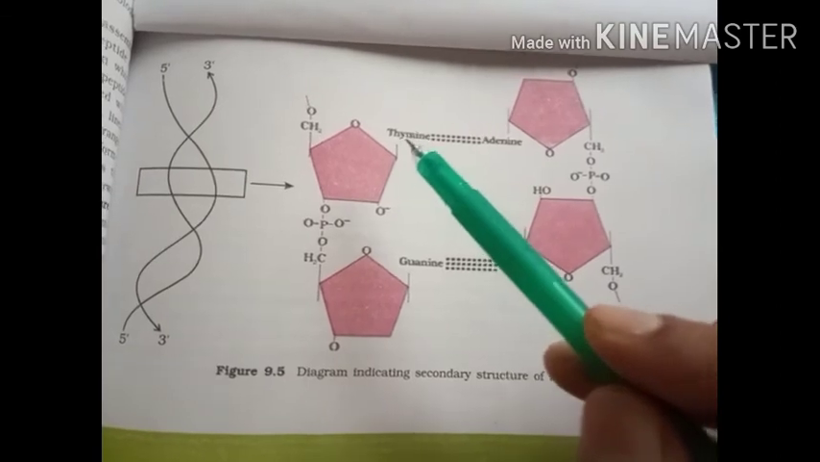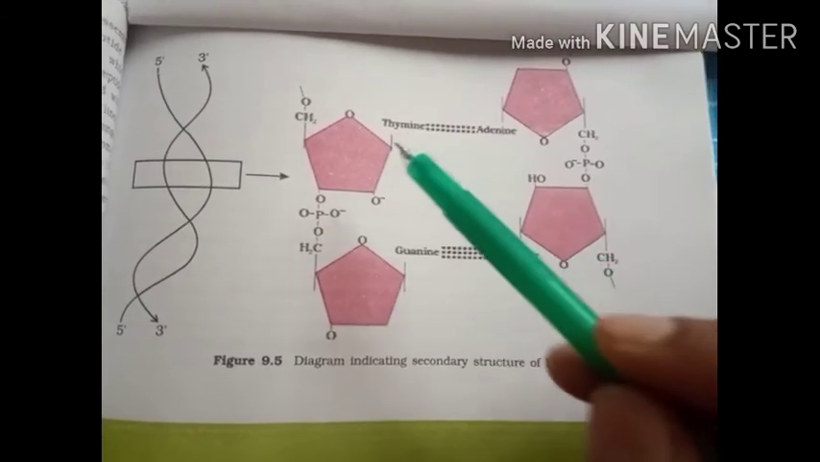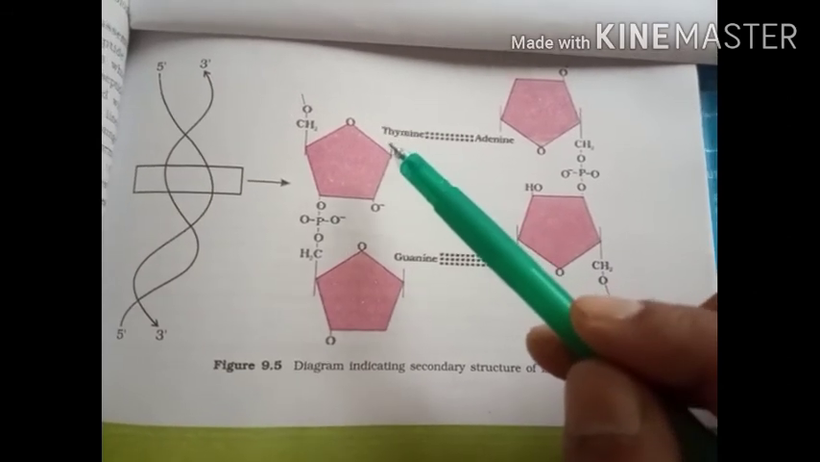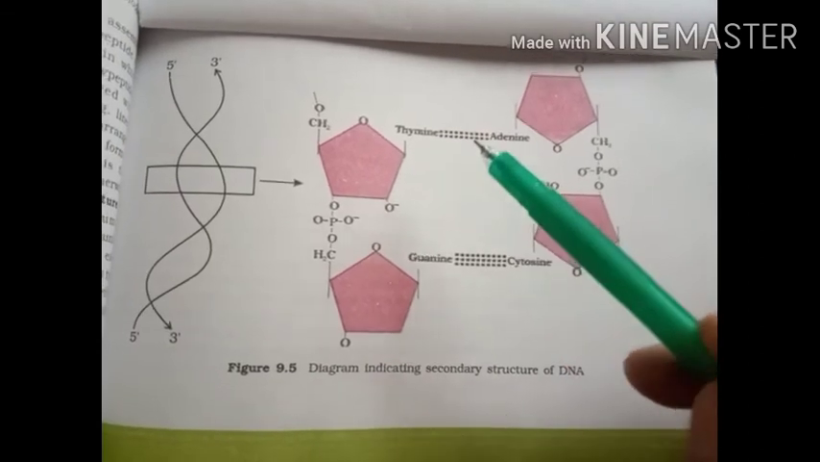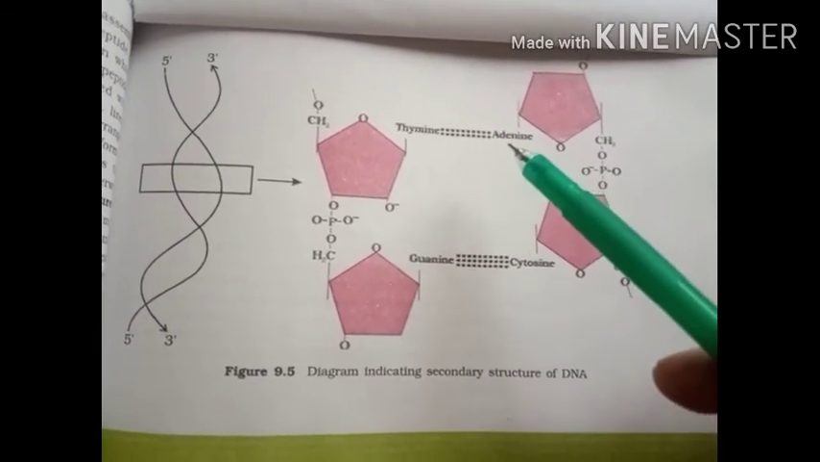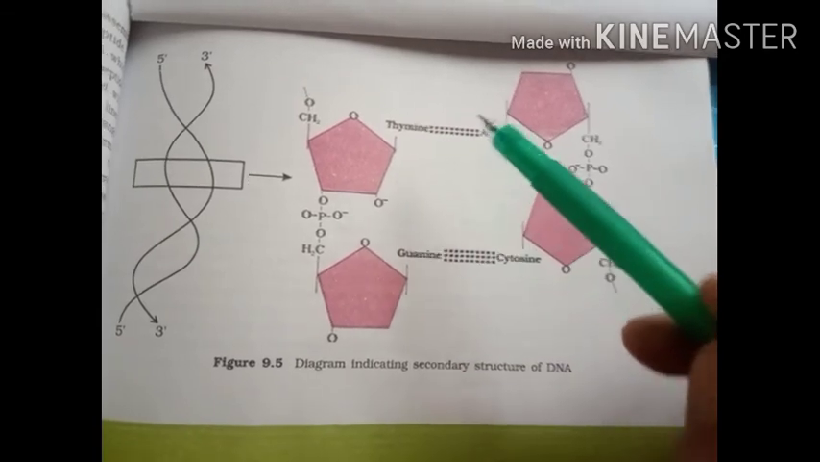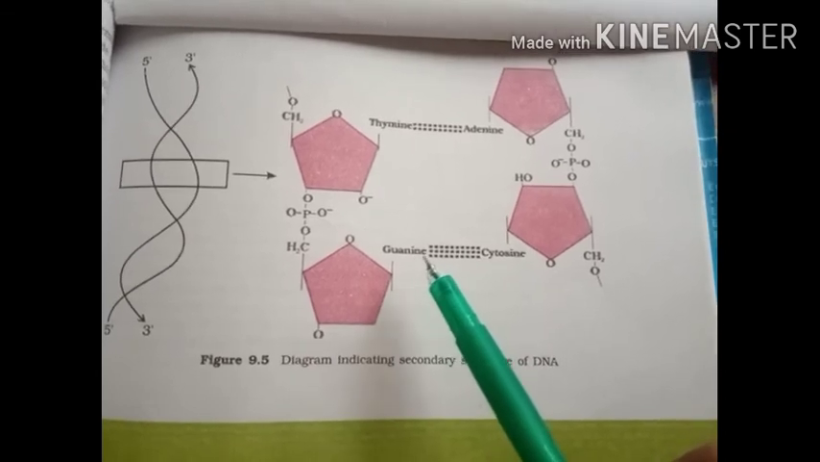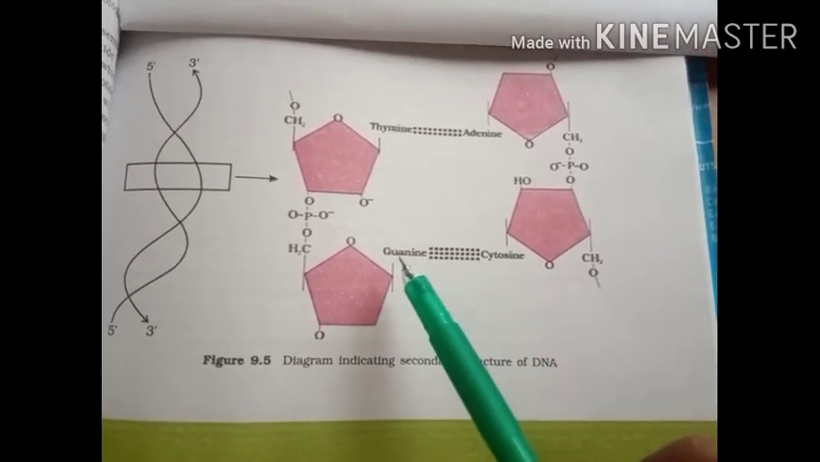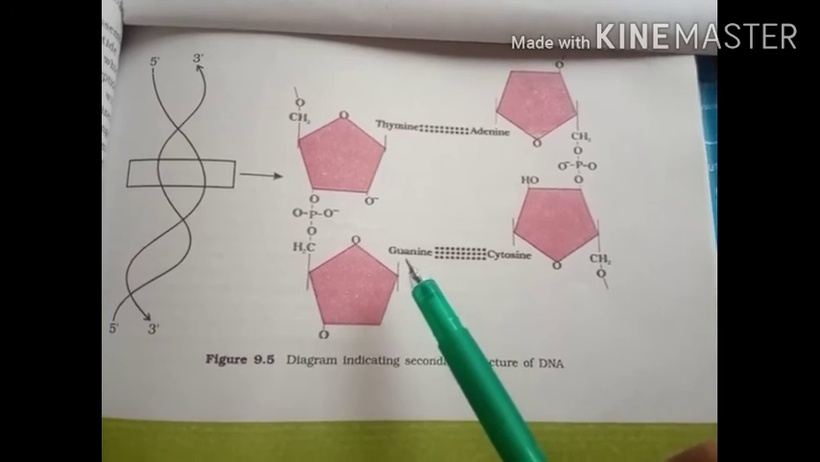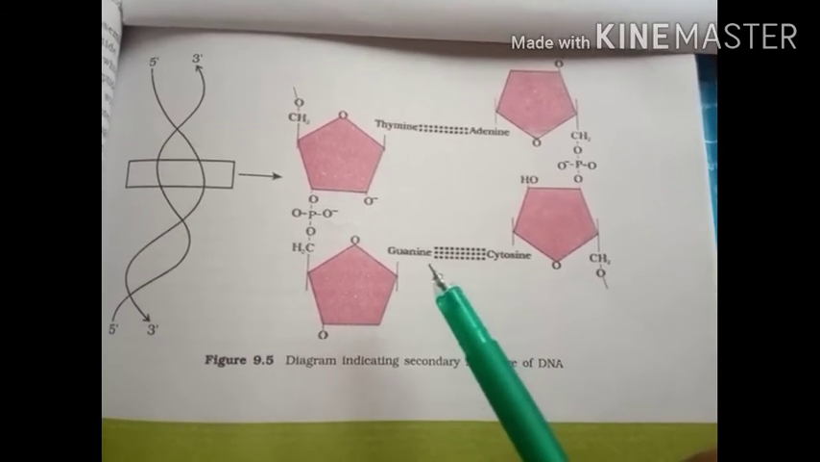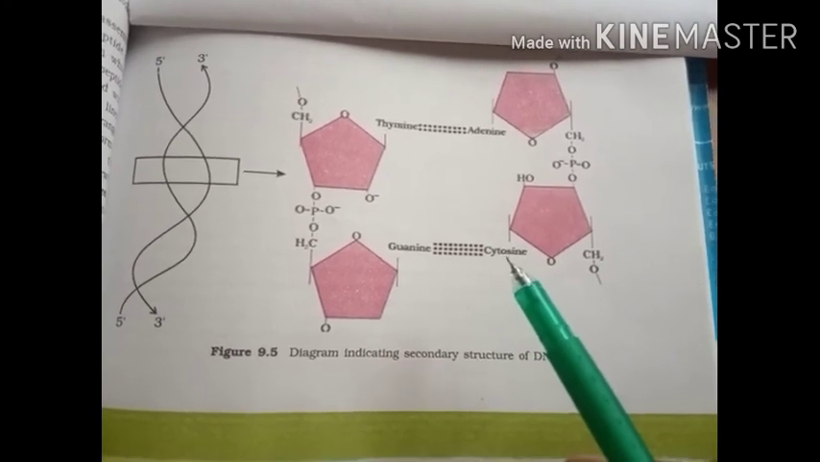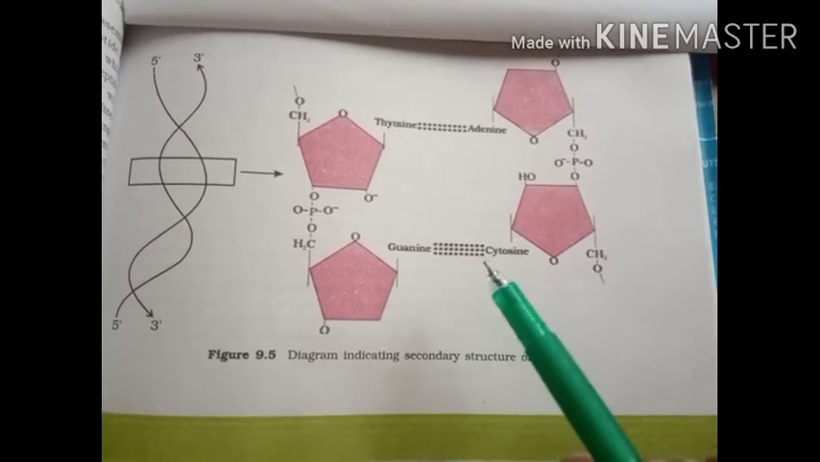And the base pairing is also complementary in nature, meaning a pyrimidine always pairs with a purine. This thymine is a pyrimidine, and it always pairs with a purine, and that purine is always adenine, with the help of two hydrogen bonds. Whereas guanine is a purine, and it always shows base pairing with cytosine, which is a pyrimidine, with the help of three hydrogen bonds.